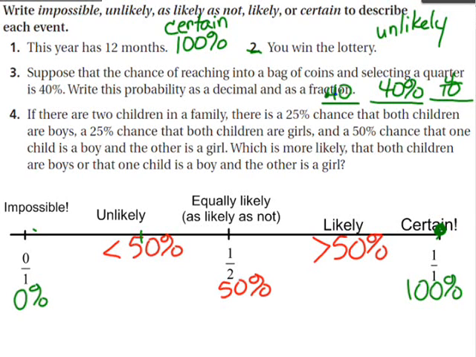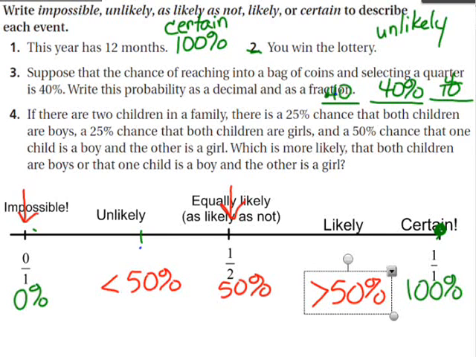There's a 25% chance that both children are boys. Well, 50% is right here, 0% is right here, and 25% is right in between. So 25% would go right in the middle. So this is the likelihood of having 2 boys. And it says 25% chance of having 2 girls. And a 50% chance that one is a boy and the other is a girl. 1 boy, 1 girl.